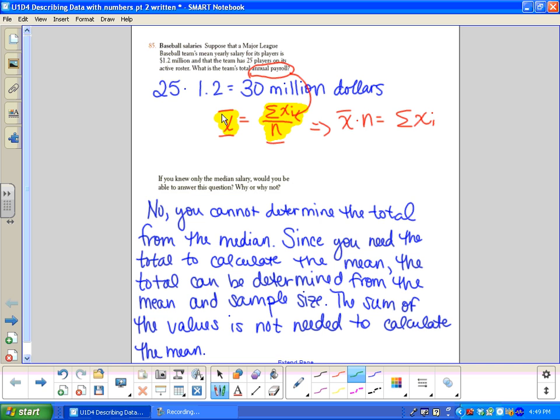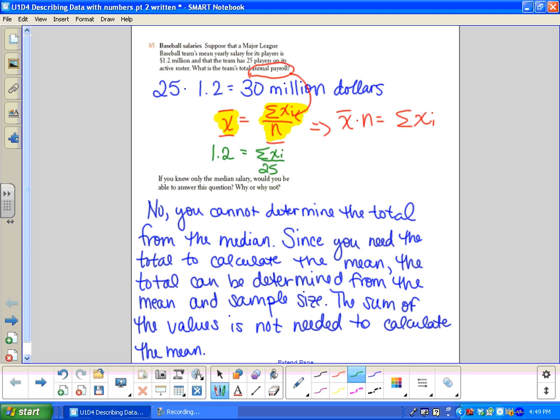So let's see what we know. Let's do green. We know the mean, that's 1.2 million, and I'll leave it in millions for now. We don't know the sum of all the data values, and this is actually what we're going to try to find. This would be the annual payroll, the sum of all of the players' salaries. Then our n is our sample size, and that's going to be 25.